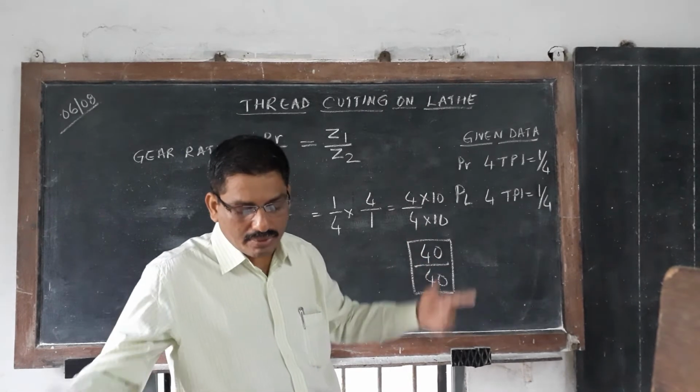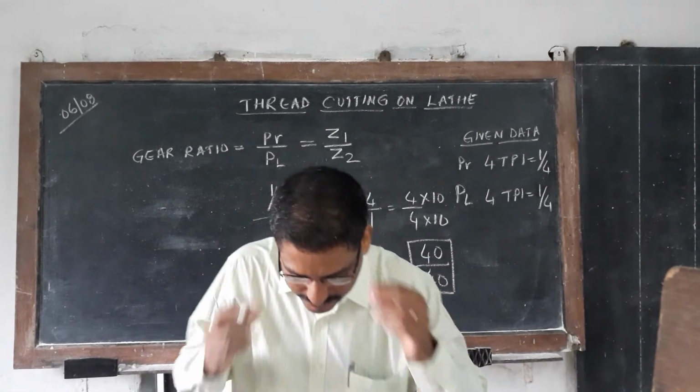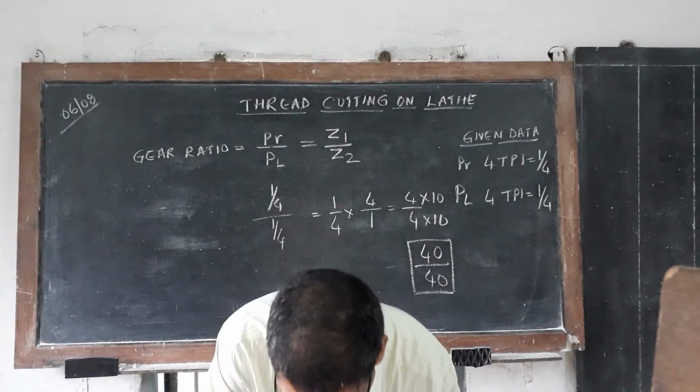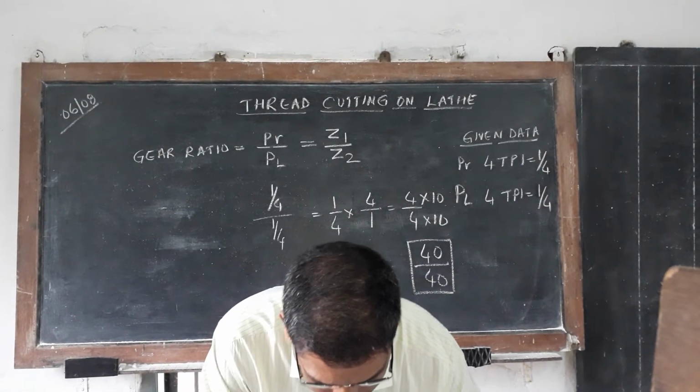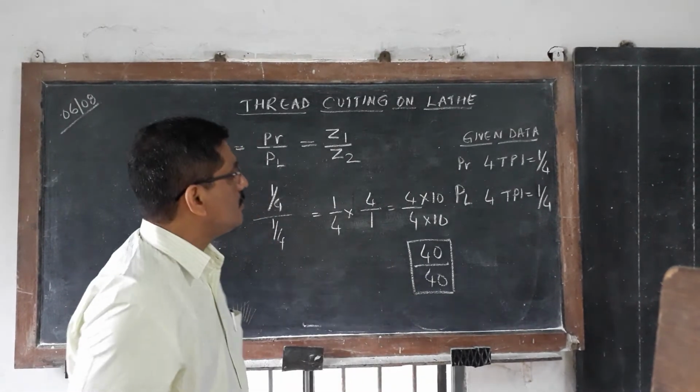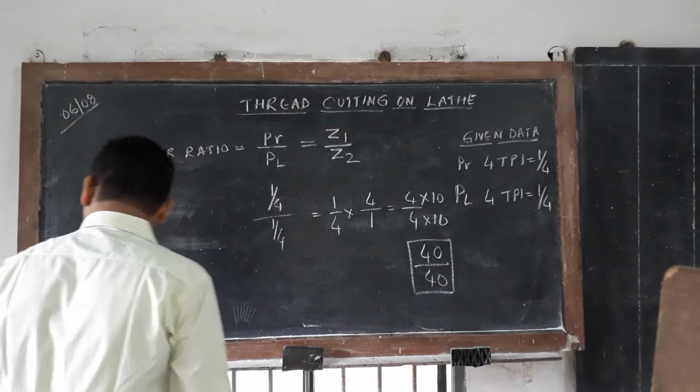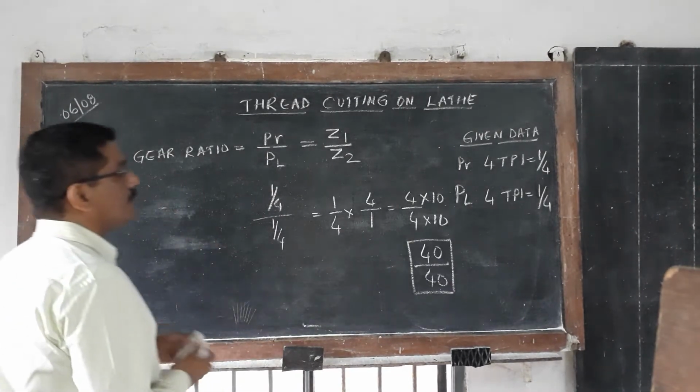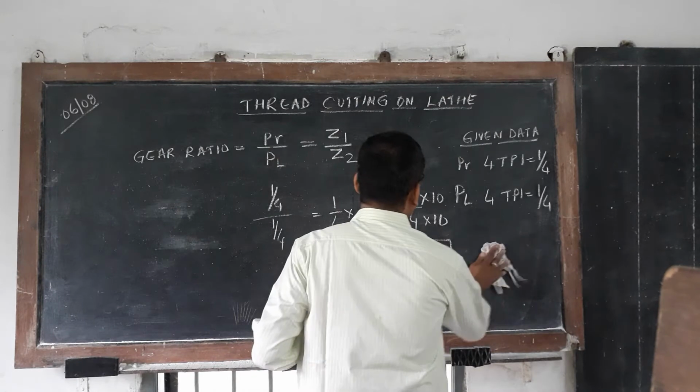One more example we will see, a different one. Okay, now I will take this one, 8 TPI.